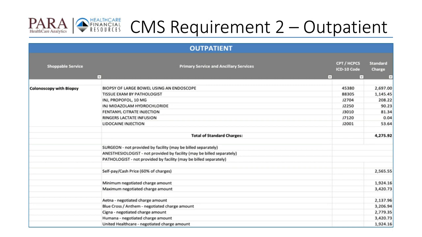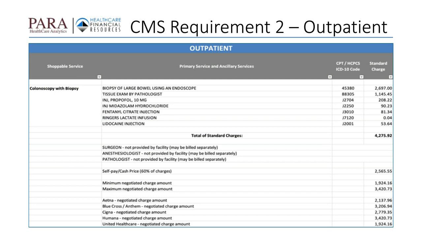Moving down, we identify the associated professional fees, and for this example, note that these charges will be billed separately from the hospital. Lastly, we pull in the payer-specific negotiated rates for the third-party payers, publishing the self-pay price, the de-identified minimum and maximum, and the payer-specific negotiated rates for each third-party payer.